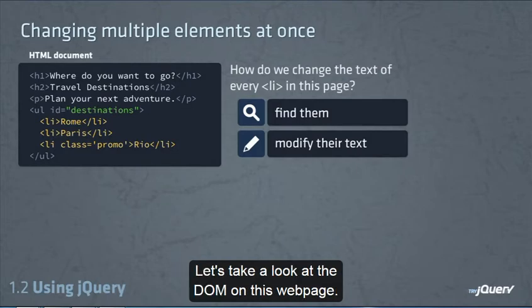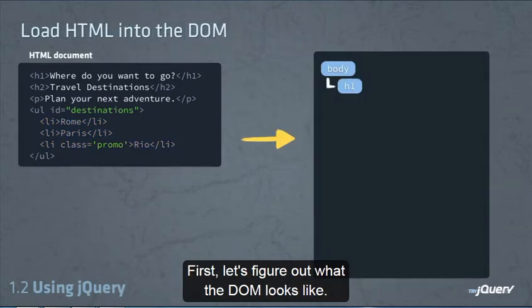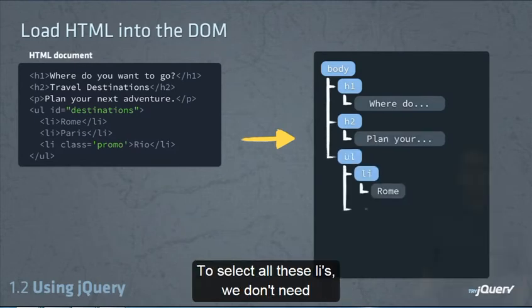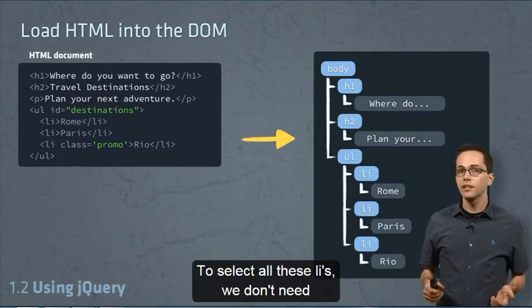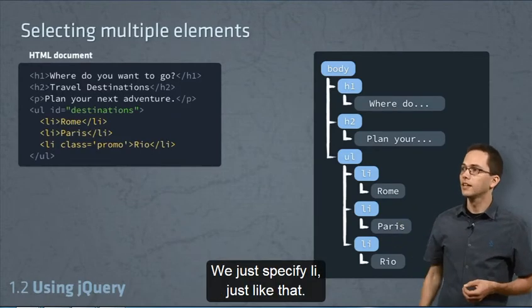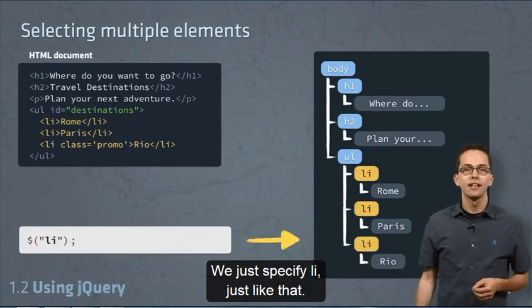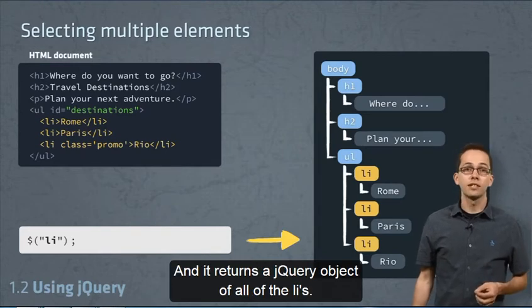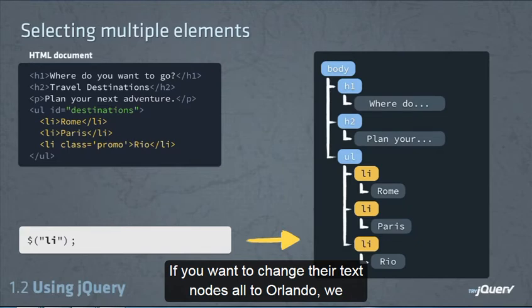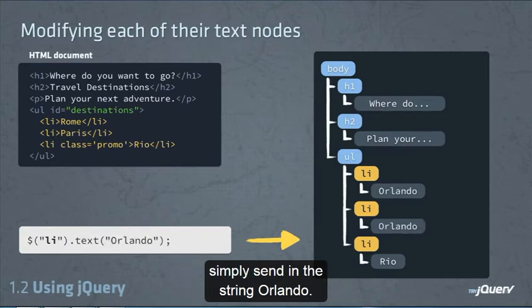Let's take a look at the DOM on this web page. First, let's figure out what the DOM looks like. So there's our tree. To select all these LIs, we don't need 3 lines of code. We just need one. We just specify LI, just like that, and it returns a jQuery object of all of the LIs. If we want to change their text nodes all to Orlando, we simply send in the string Orlando. There we go.